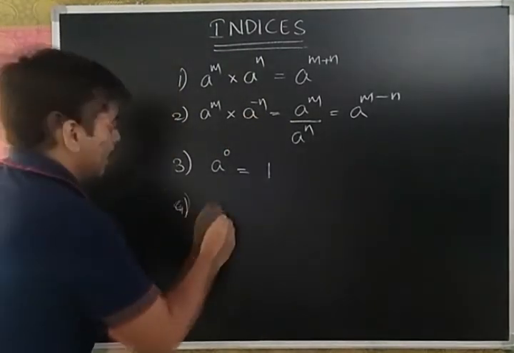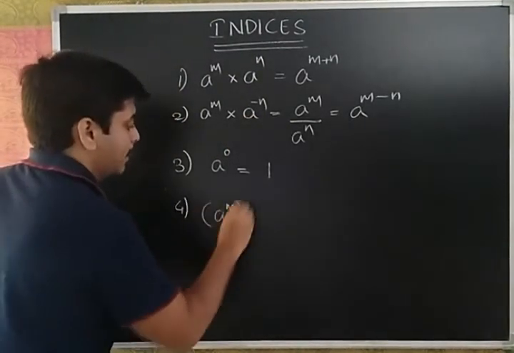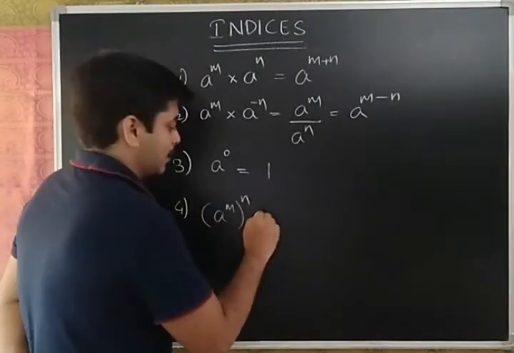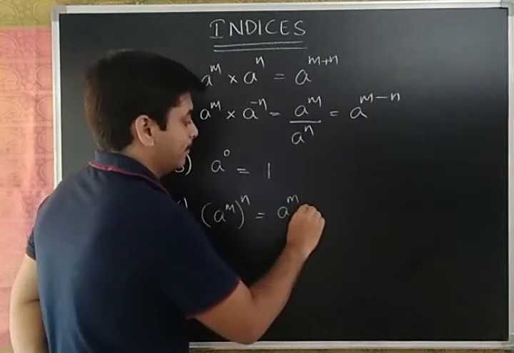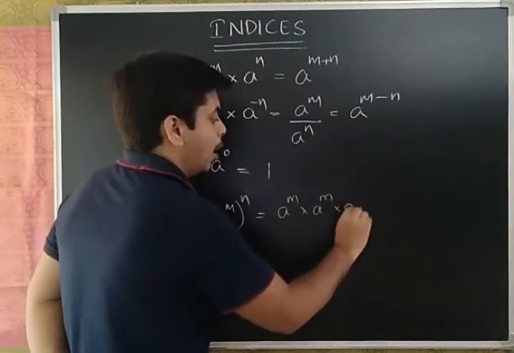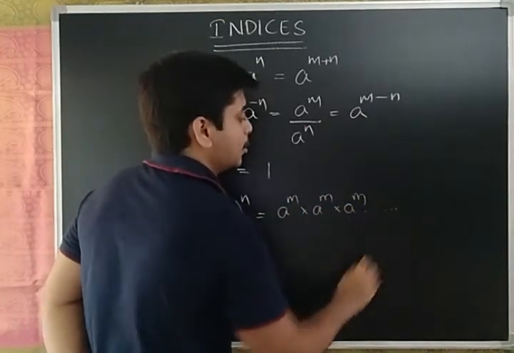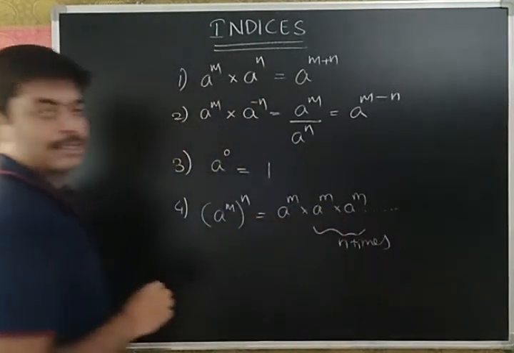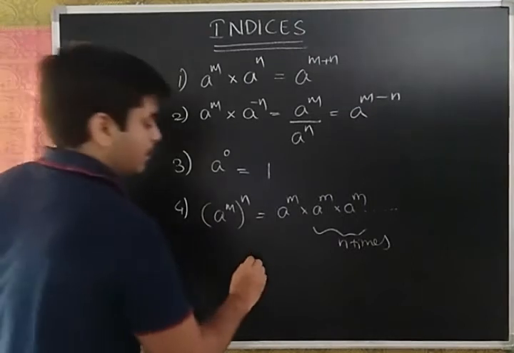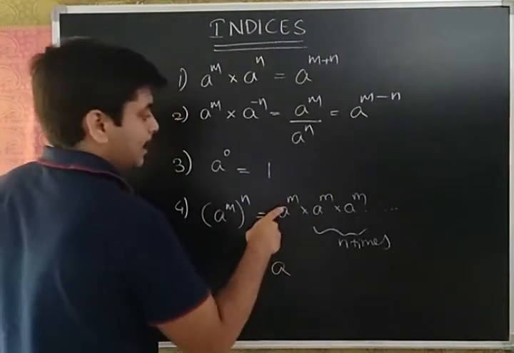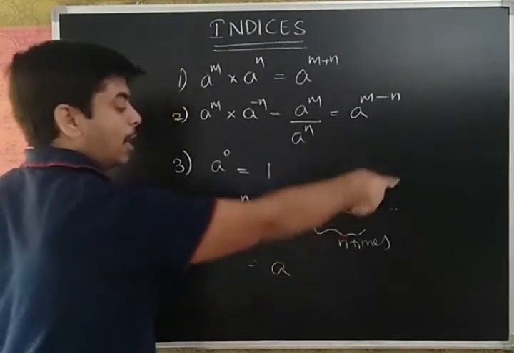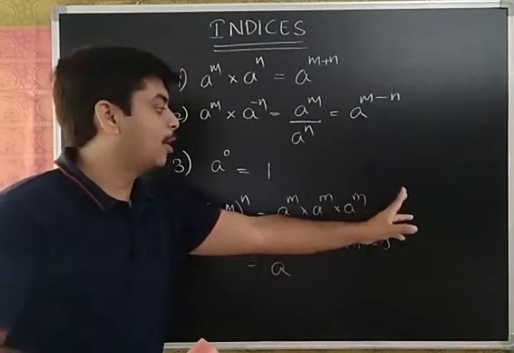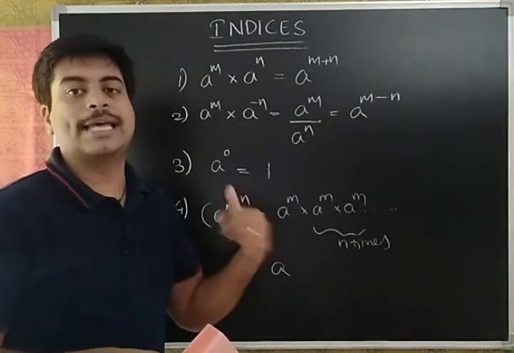Next property is a power m whole power n. What is this? This is actually multiplying a power m, multiplying it n times. Yes or no? So what is this equal to? A power m, how many times are you multiplying? m plus m plus m plus m, how many times? n times. So it is m into n.